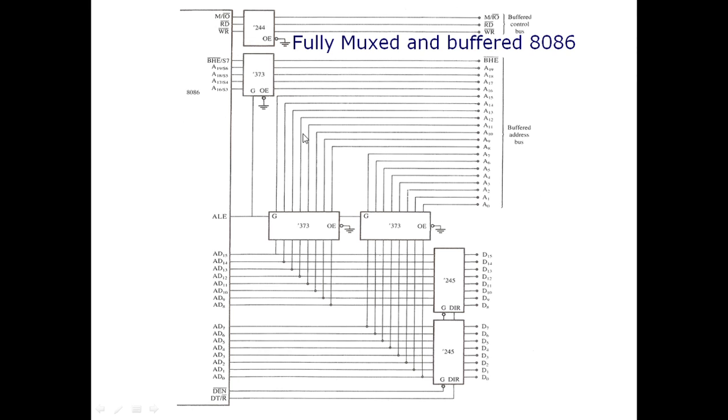So 373, 373 and 373. These are demultiplexing the multiplexed pins, while 244 is a unidirectional buffer that buffers these control signals. And these two buffers are two bidirectional transceivers, so they are not only buffering the data bus here, but also controlling the direction of the data with these control signals. Thank you.